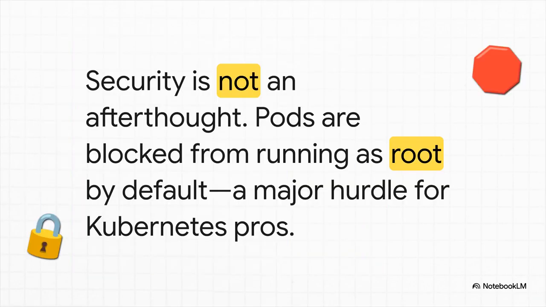And this all boils down to a core philosophy. In OpenShift, security is not an optional add-on, it is the default. Pods are flat-out blocked from running as the root user unless you explicitly say otherwise. And this right here, this is the single biggest wall that experienced Kubernetes pros run into.